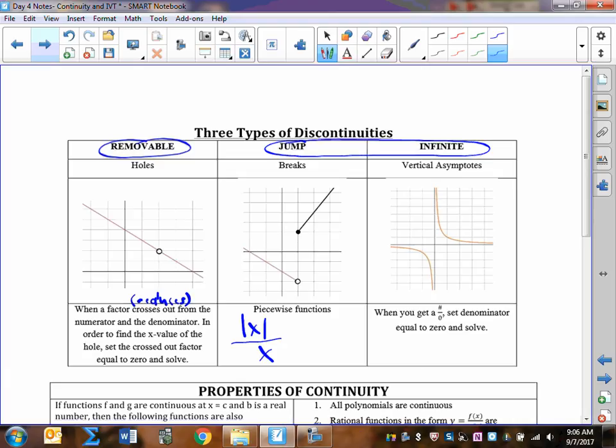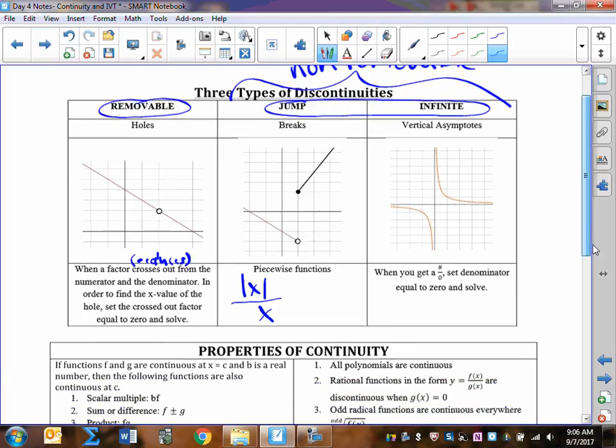Now, in a more general sense, holes are removable. Jumps and infinite discontinuities are non-removable. So if you see that terminology, that's what it means, non-removable. So we have the removable discontinuity or non-removable, but jump and infinite discontinuities. All right. So that's the same as Algebra 2.